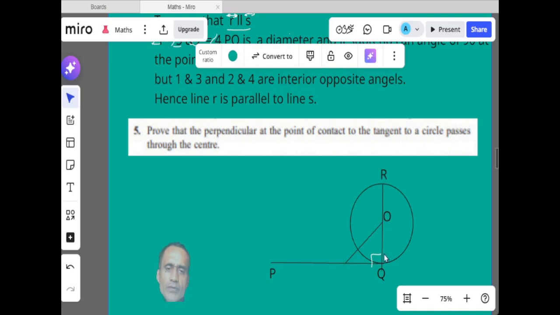And RQP will be perpendicular, oh sorry, will be 90 degrees because of the theorem that a line drawn from the center of the circle to the point of contact of the tangent is perpendicular. So if RQP is 90 degrees, and we are already given that OQP is 90 degrees, that implies that O must fall on the line RQ.